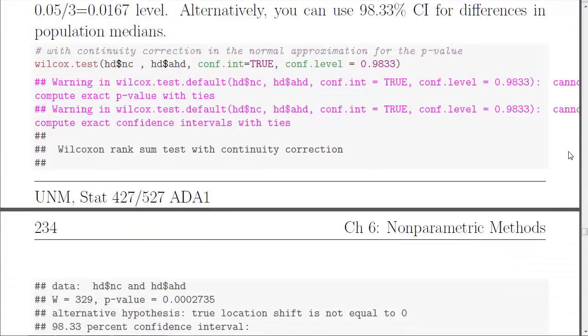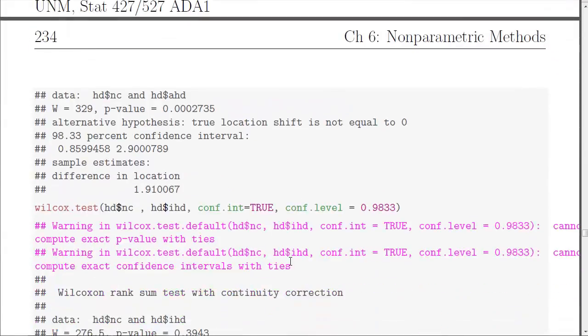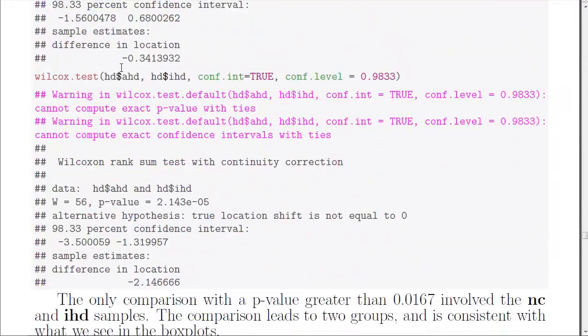So I'm going to scroll down. We've got the test between normal controls and the actives. I'll just summarize these as we go. Here we found a difference. For the normals versus inactives, we do not have a difference. And finally, between the actives and inactives, we also have a difference. Now, all these pink warnings, we always want to read these, but this is because we have ties in our ranks that are being computed. So we can't have exact p-values, but we have approximations, which are just fine.